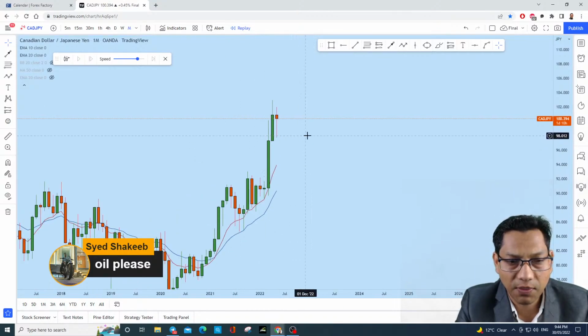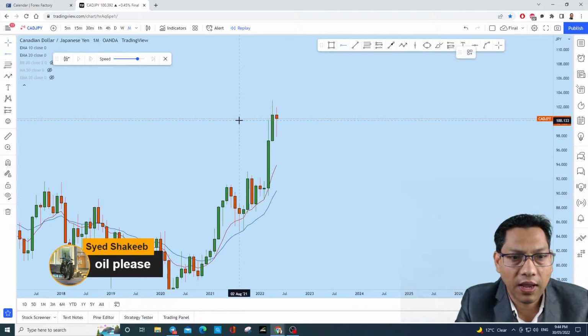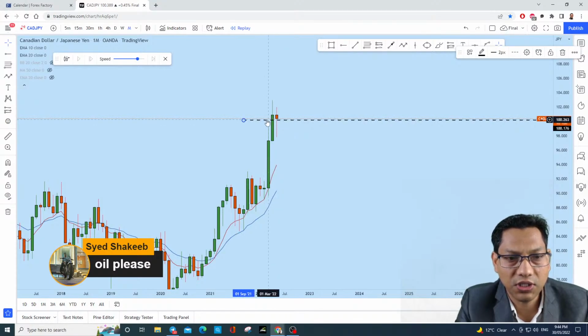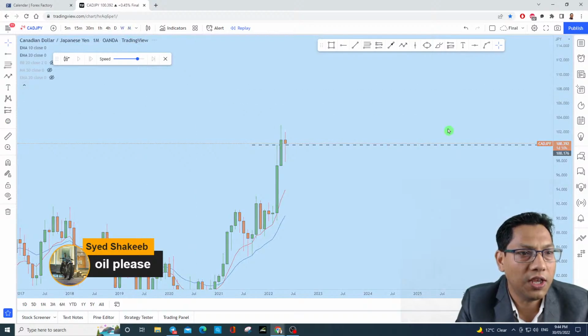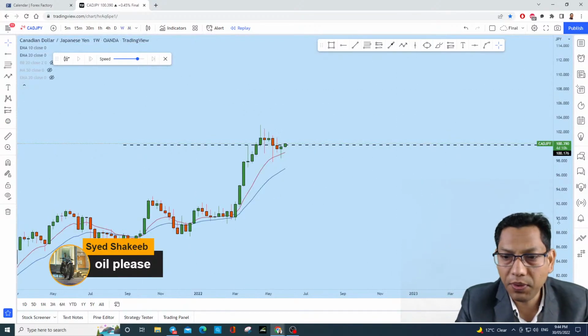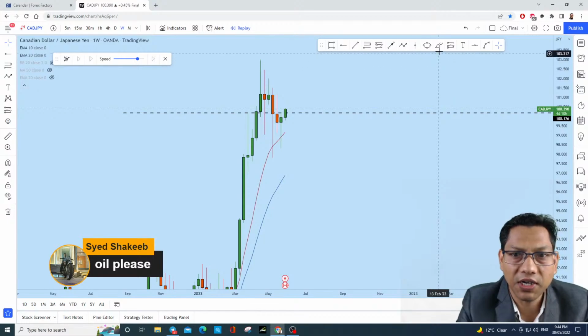This kind of candle is really powerful, and the price is now even above the previous month's high as well. So you see, this is the previous month's high. So then how can we trade weekly? The previous week we saw a nice pin bar formed.